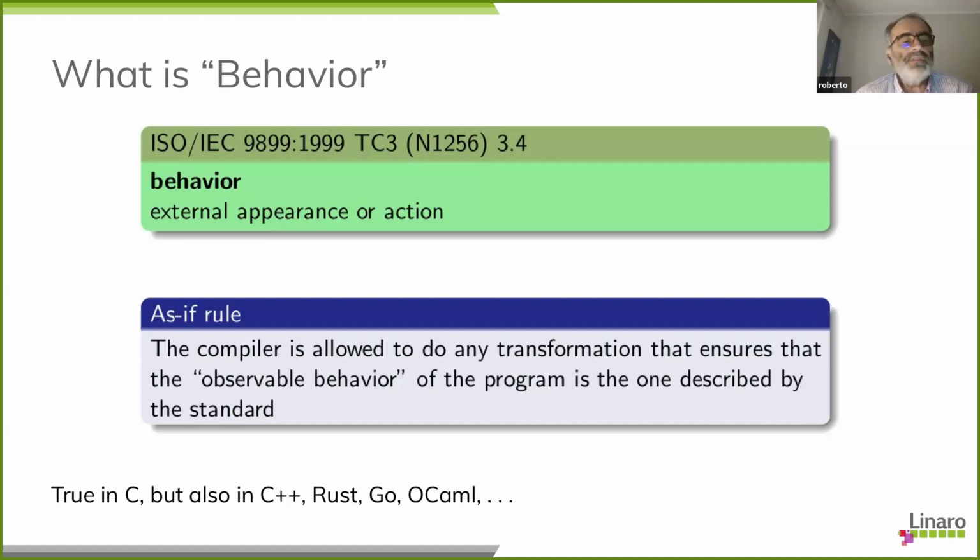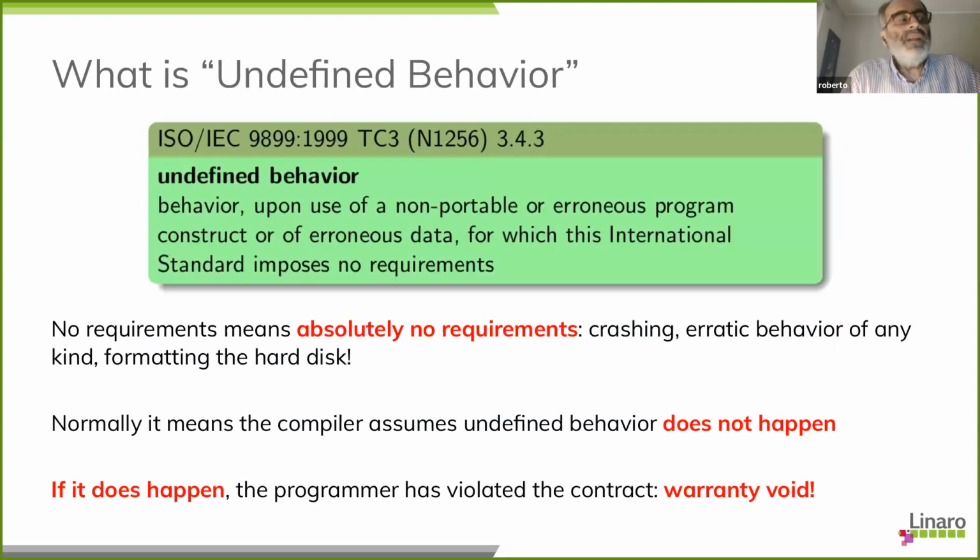This is true in C, but it's true in many other languages. Basically, it's true in all the languages that admit an optimized compilation implementation. And the reason is that many of the optimization opportunities are in here. So, there are several classes of behavior in C that are not completely defined. We will see three of them.